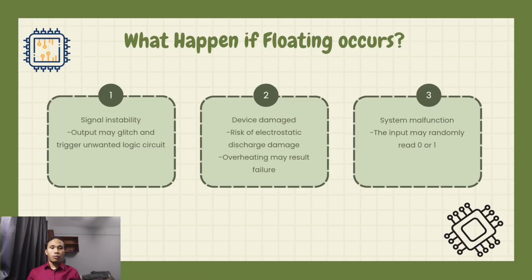Now I will explain what will happen if floating occurs to one of our gates. First, signal instability, which means the output may glitch and trigger unwanted logic circuits. Second, the device may be damaged, resulting in overheating and failure. And lastly, system malfunction, which means the input may randomly read 0 or 1, which we don't want to happen because it will alter our result.